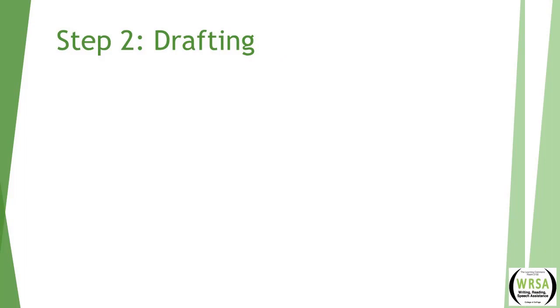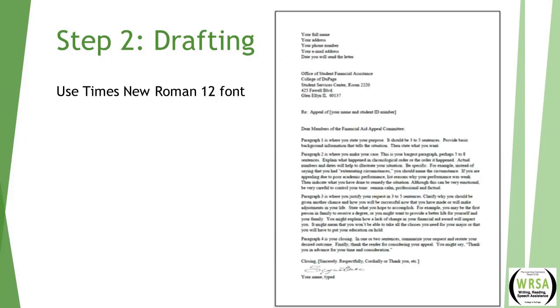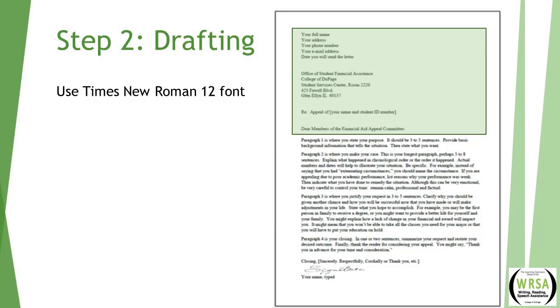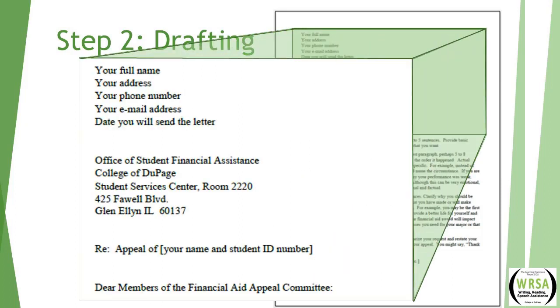When you actually start drafting your letter, that's step 2, you're going to begin with the very top. You'll want to begin with putting in your heading, which is your name, address, your phone number, your email address, and the date that you are sending in the letter, and that's usually somewhere right before it's due. Next, you'll want to put in the address of the financial aid office. Make sure that you can copy right from the handout to see exactly how that address should be. Then you want to make sure you put near the top re and then appeal of and put your name and your student ID number.